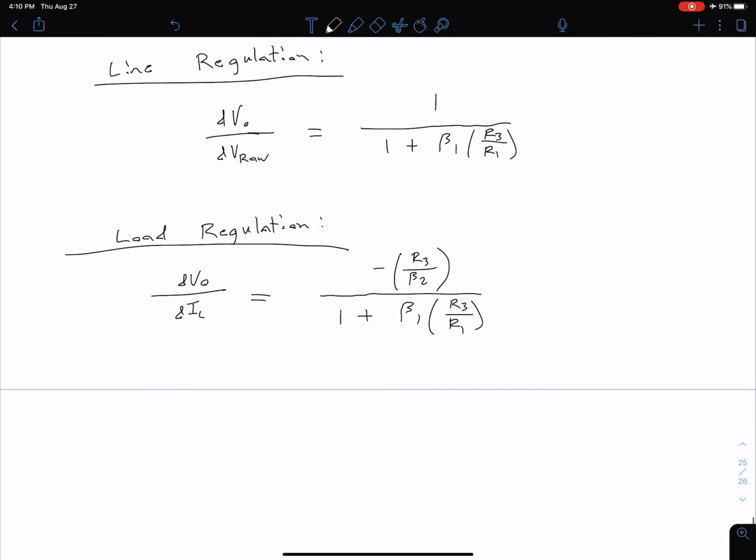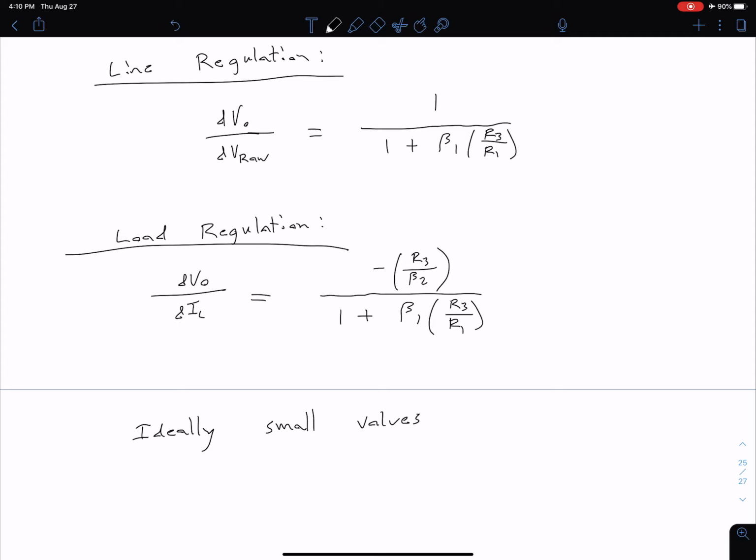And so let's take a minute to think about these two expressions. Ideally, we want to have low line and low load regulation, so ideally these are small values. What that's saying is if we have a big change in our V raw coming in, ideally we would want zero change in our V out, but we'll take as little as we can get. So we want that to be really small.